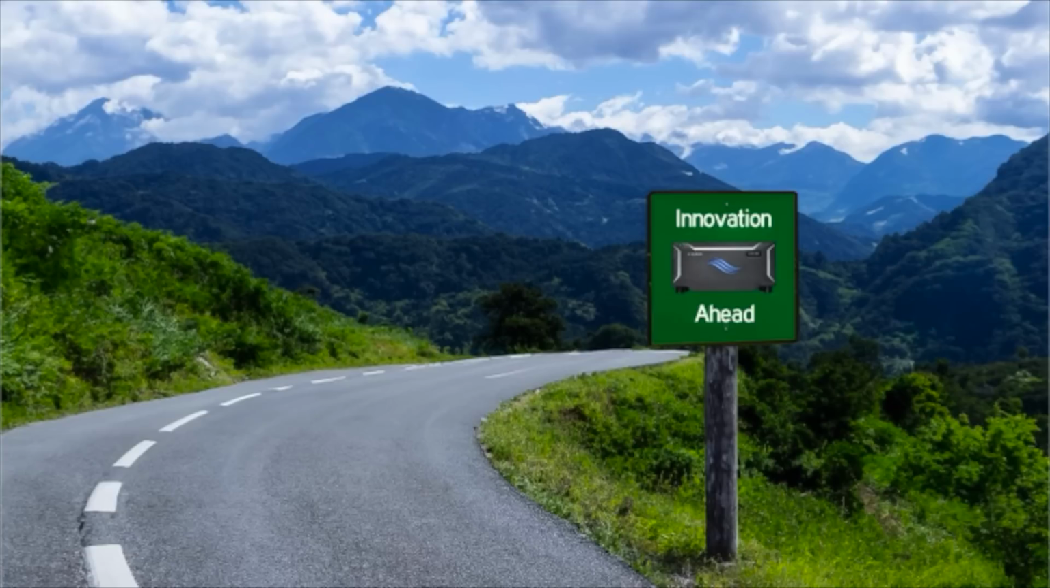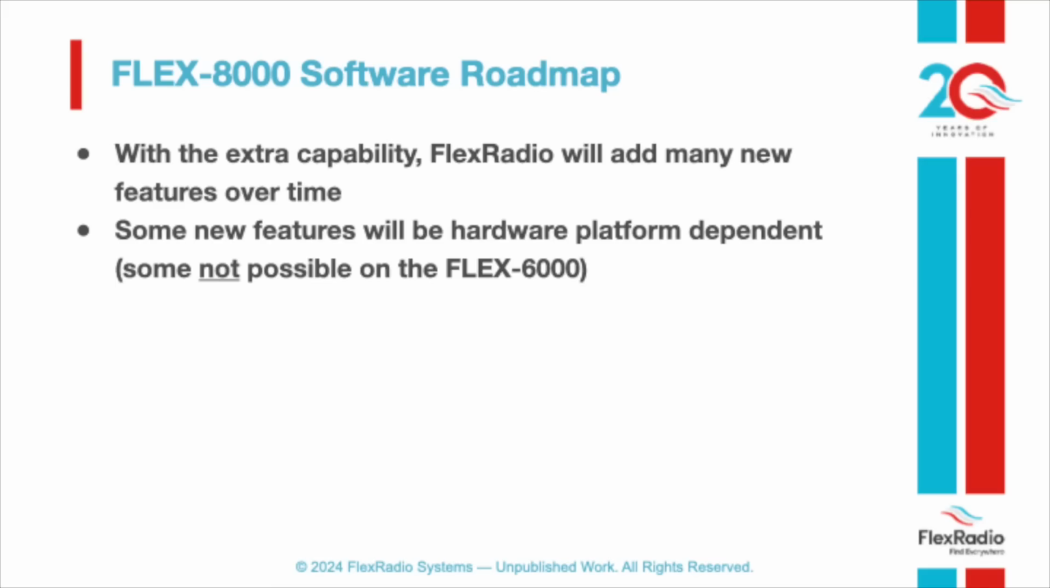All right, so I want to talk a little bit now about the roadmap for the 8000 and some of the features that we're going to be adding to that over time. So since we have all these extra capabilities that we're going to add, we'll add these over the course of 2025. Some of those features are going to be hardware dependent that are simply not possible on the 6000. Some of them will not be possible because there's just not enough horsepower in the 6000. So all the things I'm about to show you are going to be available in the 8000, but some of them may or may not be available in the 6000, just depending on what all goes on.